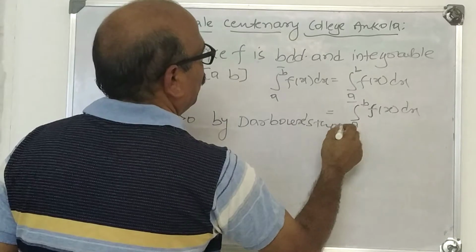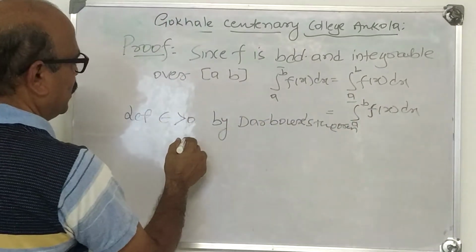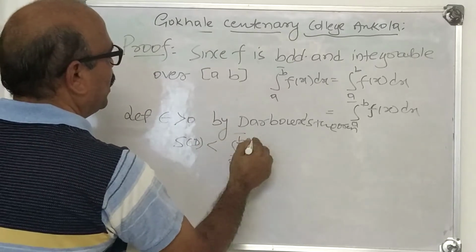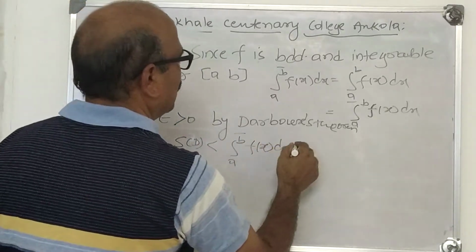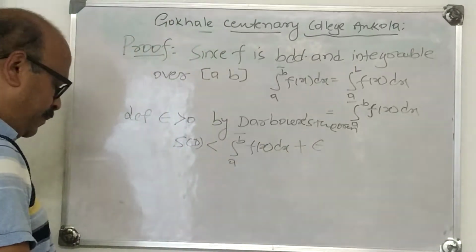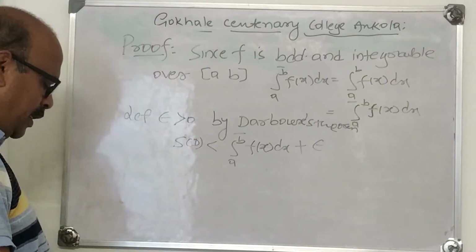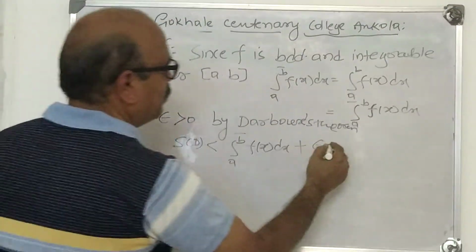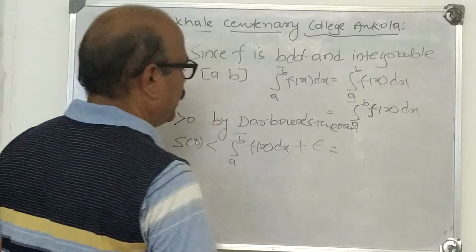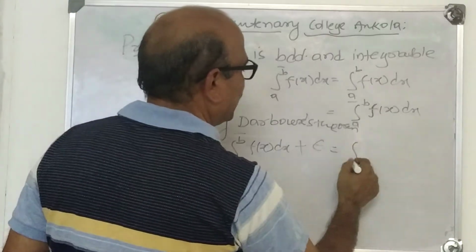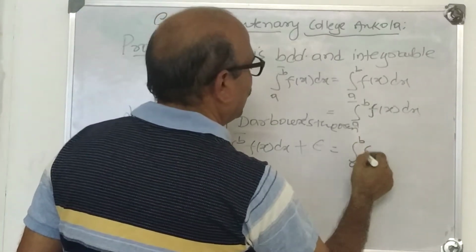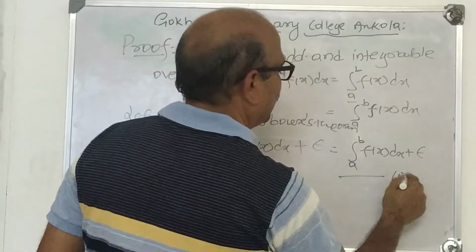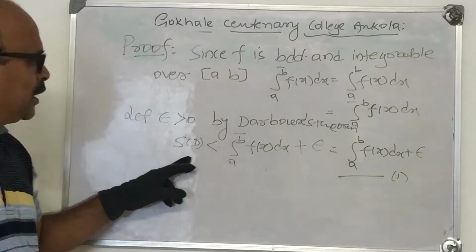Darboux's theorem, what does the first theorem state? Capital S is less than the upper integral from a to b of f(x) dx plus epsilon. Correct? Since the upper integral from a to b is the same as the integral from a to b of f(x) dx, as the function is integrable, we get the integral from a to b of f(x) dx plus epsilon. Take this as 1.